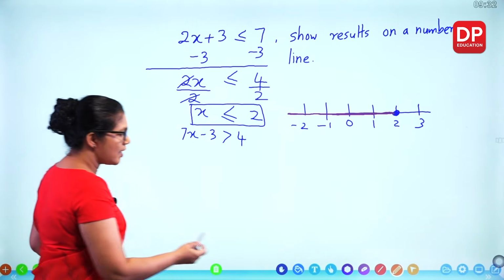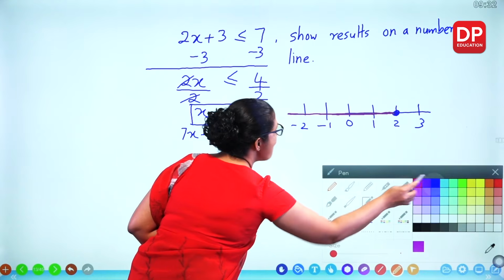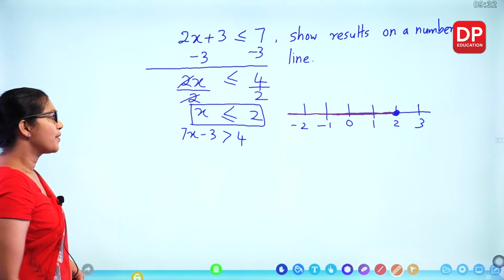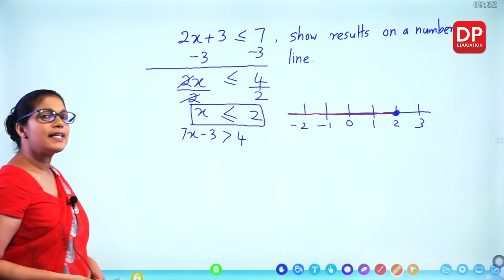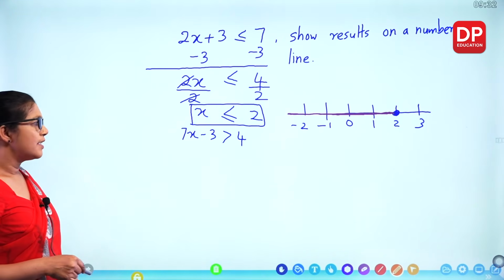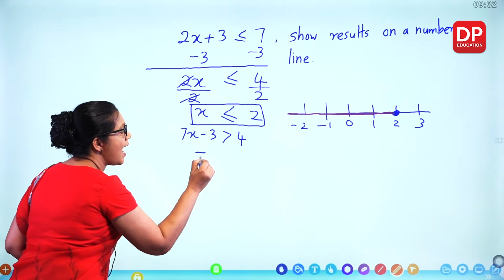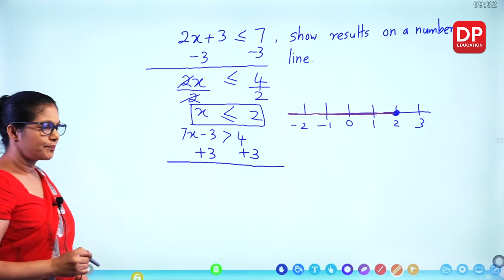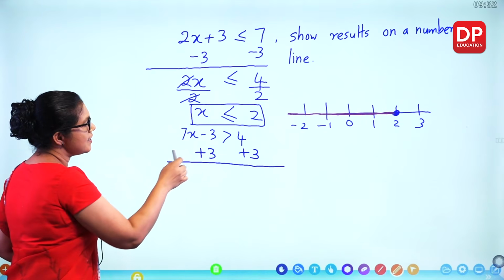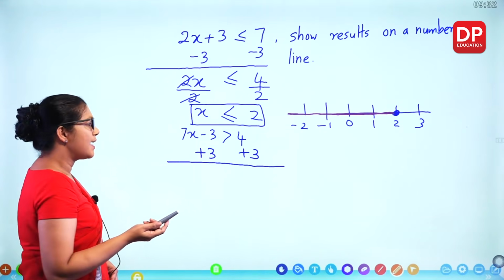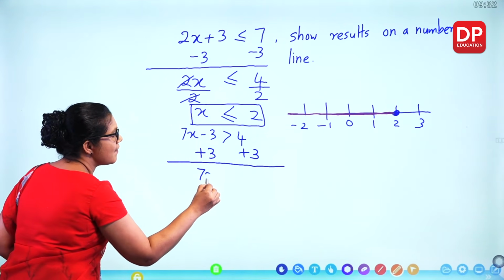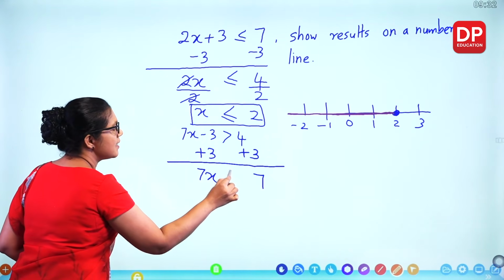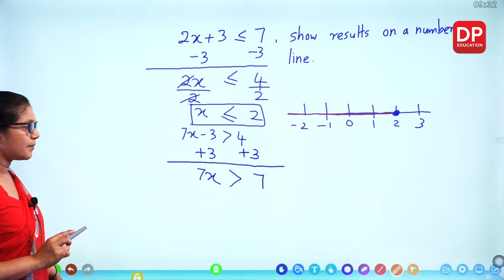Now we'll take the next one, 7x minus 3 greater than 4. We need to first get rid of this minus 3. How can we get rid of this? So I can add 3 to both sides. When I'm adding this one, minus 3 and plus 3 get cancelled out, and then you get 7x. 4 plus 3 becomes 7, but the sign is not changing.